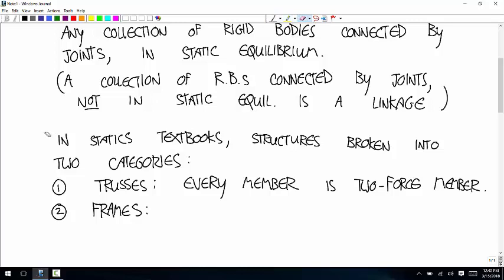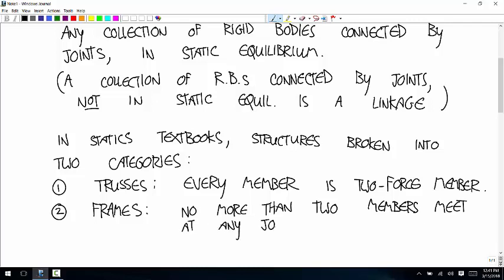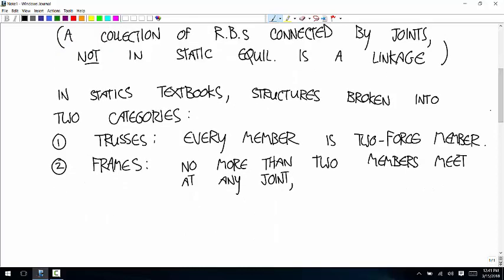And the requirements for frames are, first, no more than two members meet at any joint. And second, no external loads are applied at the joints.